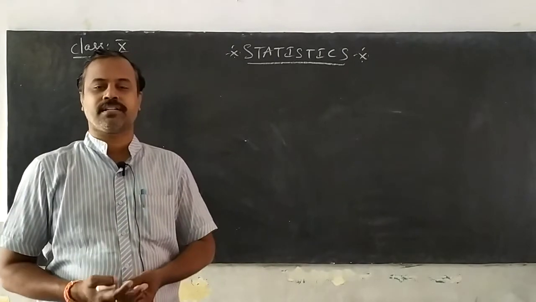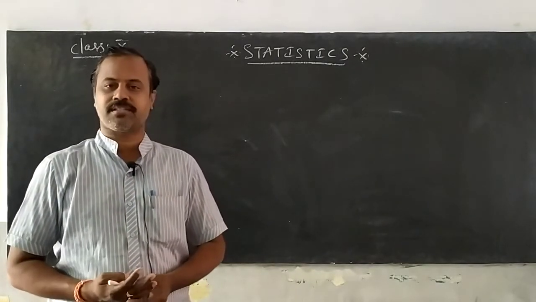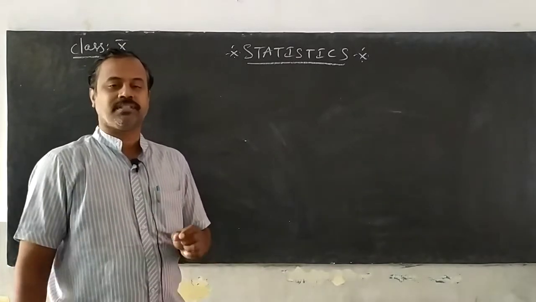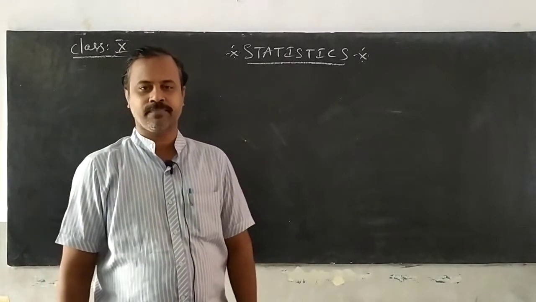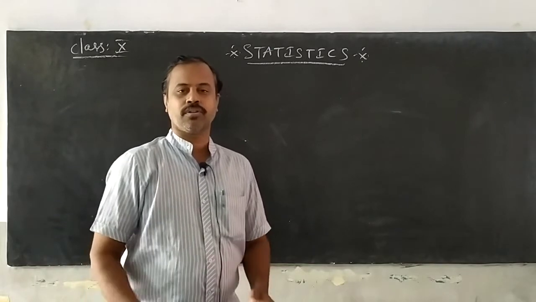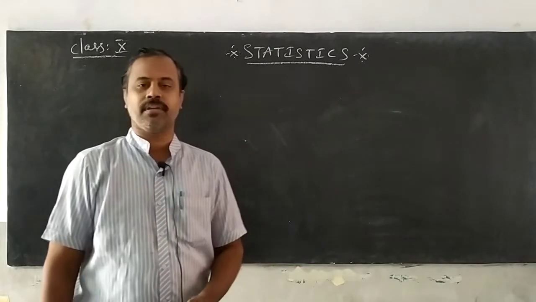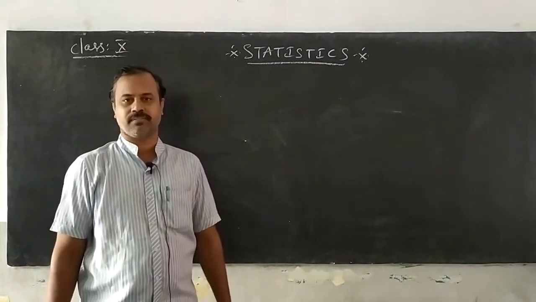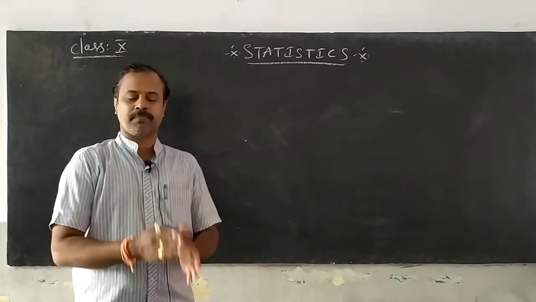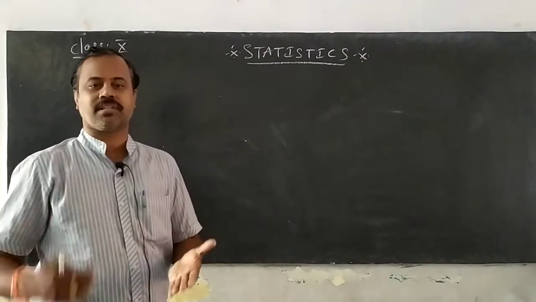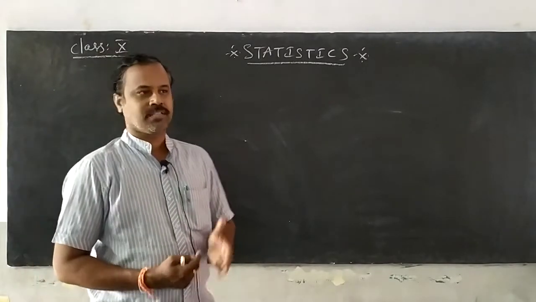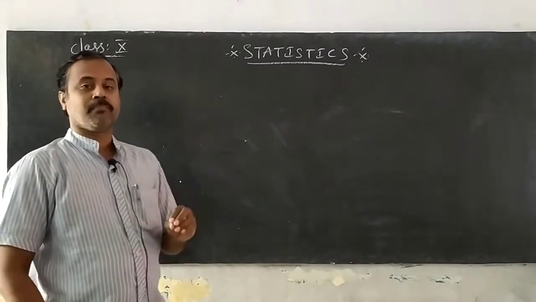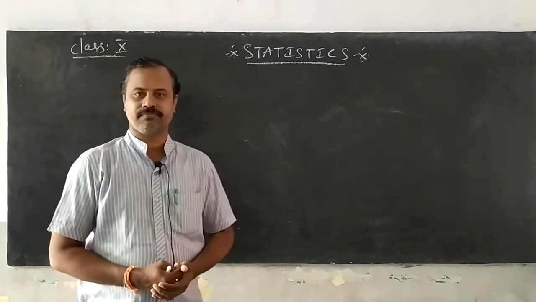So, yesterday in the previous class we started statistics and we discussed up to the mean direct method. Okay? Right. We are going to learn about the mean deviation method and step deviation method. So, what is the purpose of having a deviation method and a step deviation method? See, in the direct method, the major problem we face is multiplying with large numbers, isn't it?